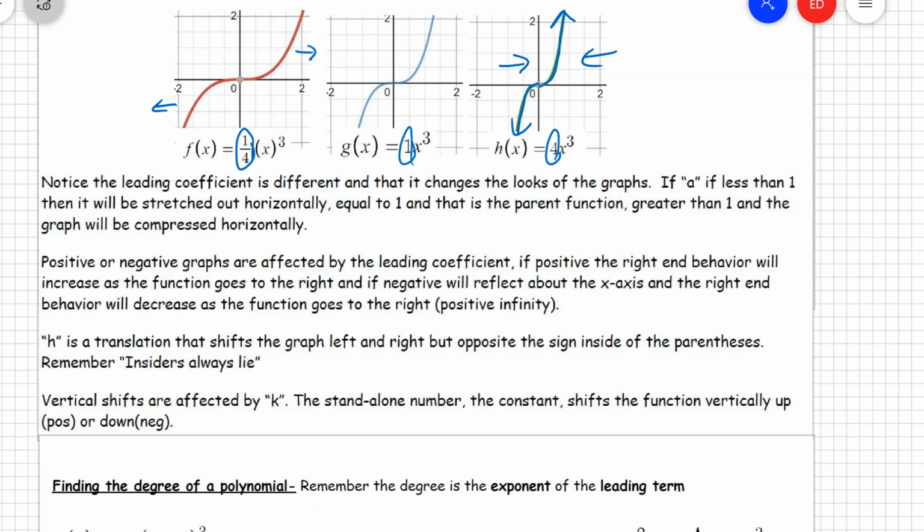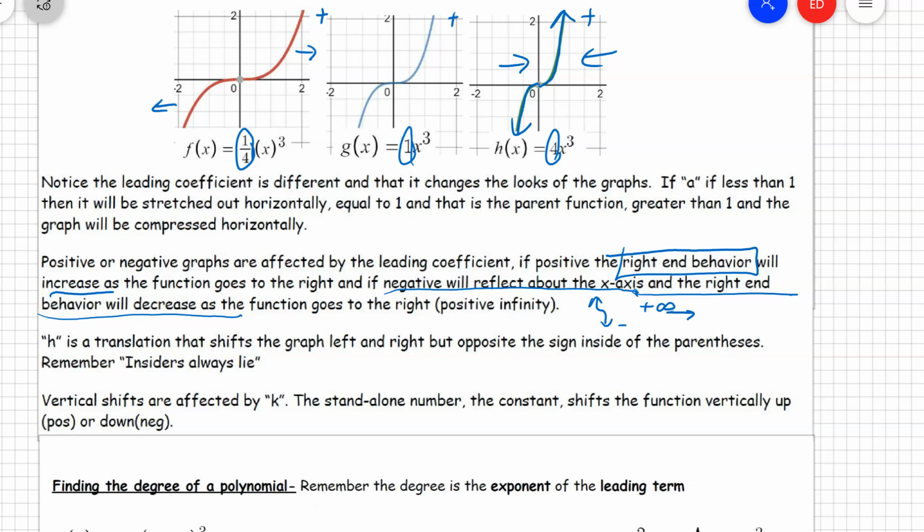Now, whether the graph is positive or negative is going to be affected by the leading coefficient. If it's positive, the right end behavior will increase and be positive, which is shown here. Okay, if it's negative, it will reflect over the x-axis and the right end will decrease. So that means it's going to continue in the negative direction and will decrease as the function continues to go to positive infinity on the x values.